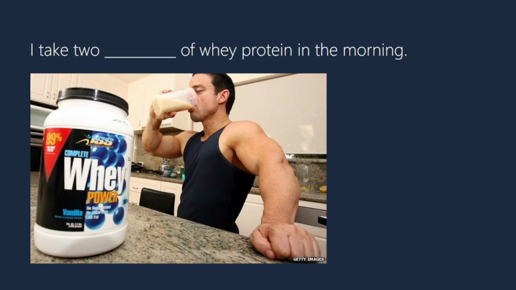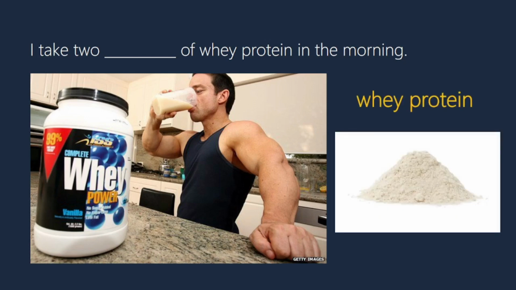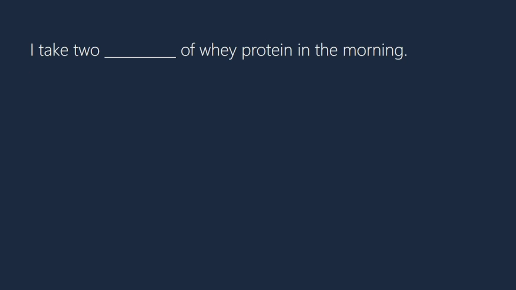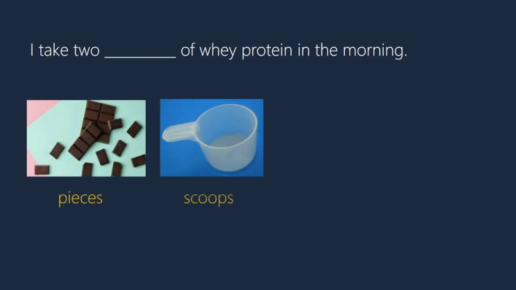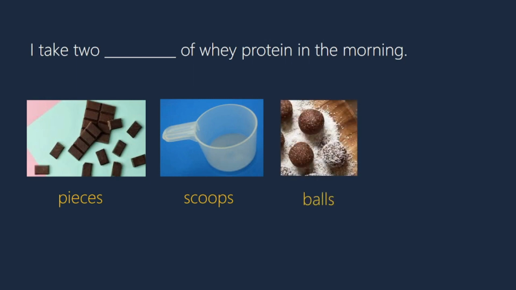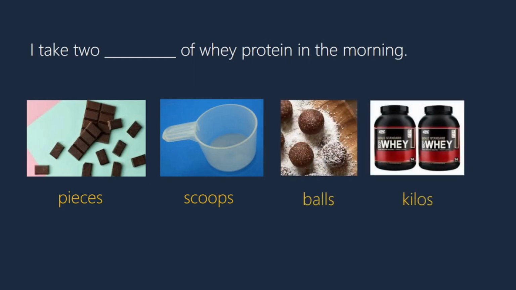So whey protein is basically a bodybuilding supplement that is used by many people who go to the gym to get the most out of their workouts. It comes in powder, so it's a powdery substance. So a supplement that comes in a powdery substance, that's whey protein. Okay, so I take 2 dash of whey protein in the morning. The options are pieces, scoops, balls, and kilos.